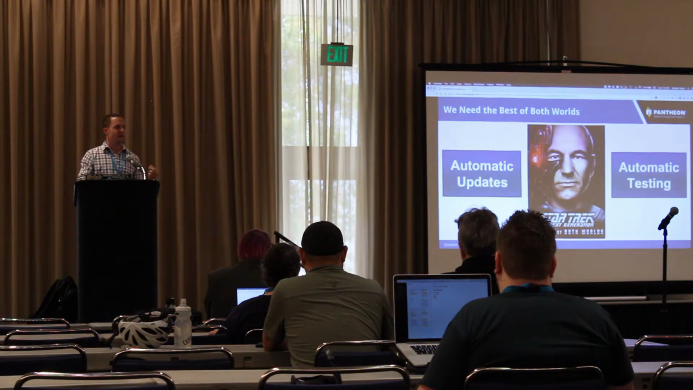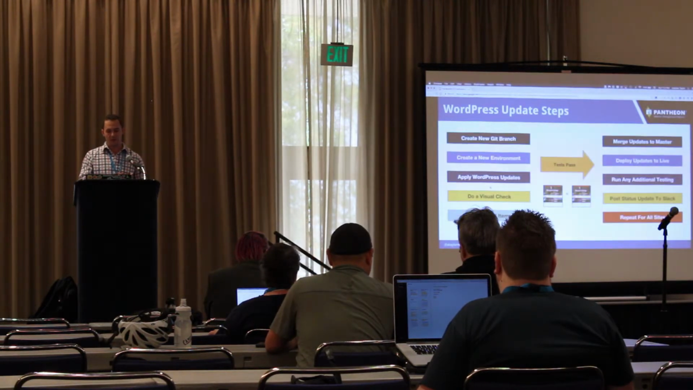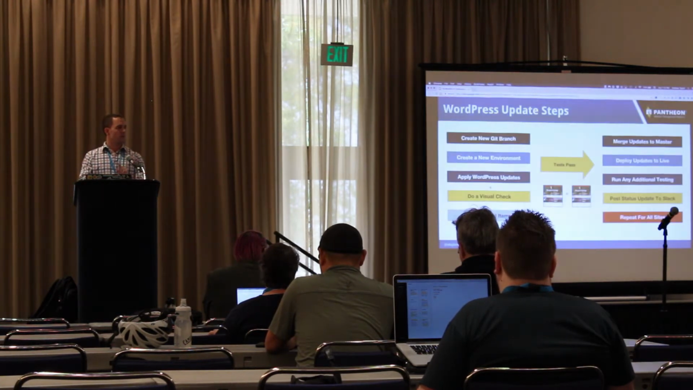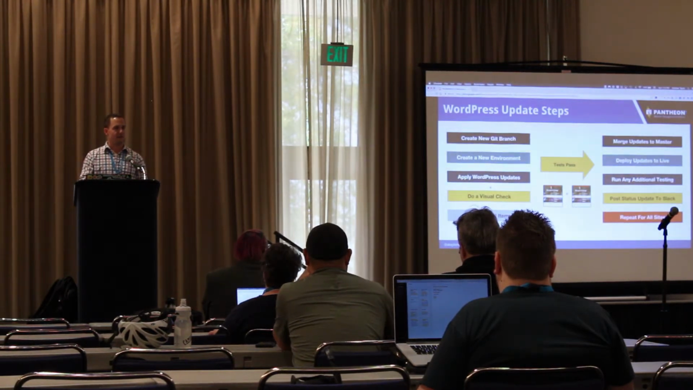So we get automatic updates, automatic testing, and if we get that, we have the best of both worlds, right? So instead of repeating for all sites, if you have a process like this that you're doing manually, automation scales. I could go in and write a script that would create a new staging site, run WordPress updates, run all these automated tests, right? If things visually look good, I have a test for the form, I have whatever, enough coverage that I'm confident with all these tests pass, I can ship the update.